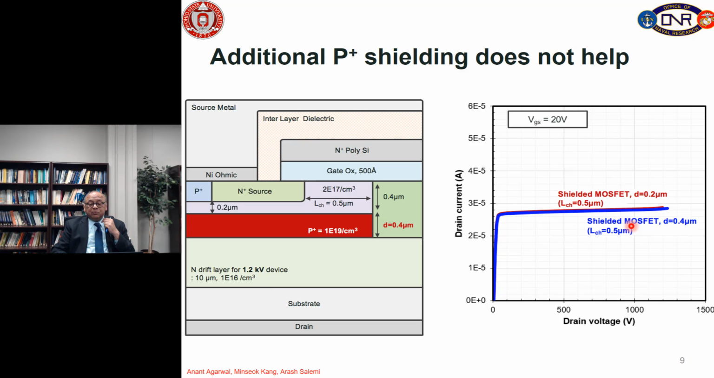So here we have done the same simulation where we have varied the D from 0.2 to 0.4 micron, and you can see there is no major effect. 0.2 micron is good enough. We like 0.2 micron instead of 0.4. Why is that? Because 0.4 means the cost goes up. We have to do longer ion implantation cycles. So the shorter we can make it, the cheaper it's going to be to implement it. So 0.2 micron is good enough.